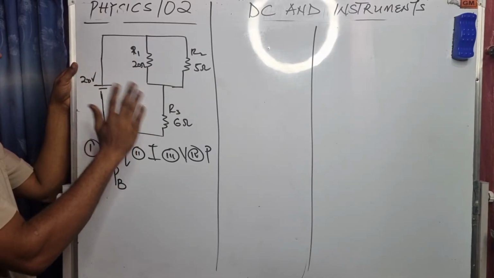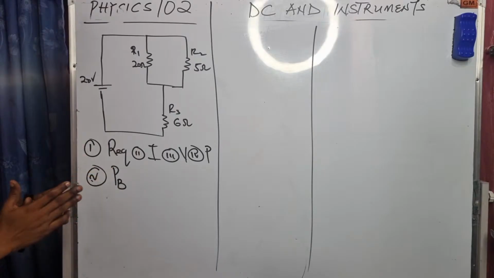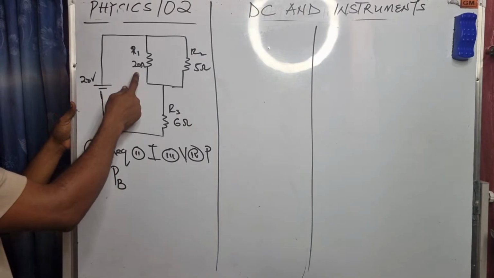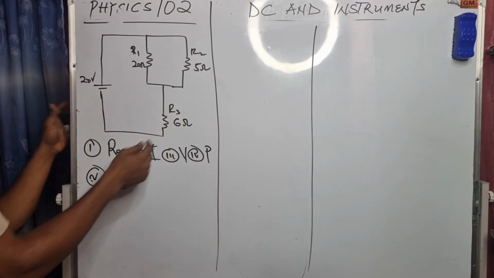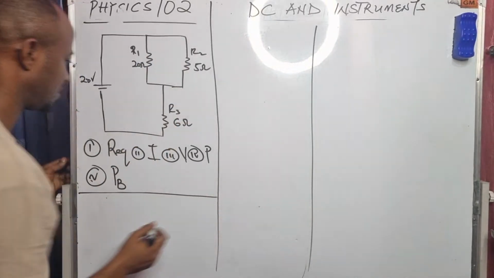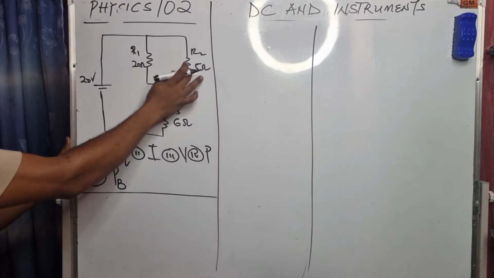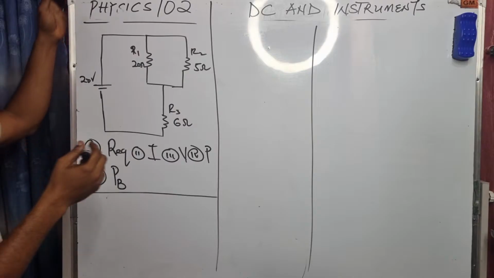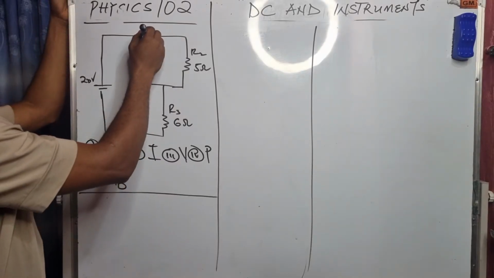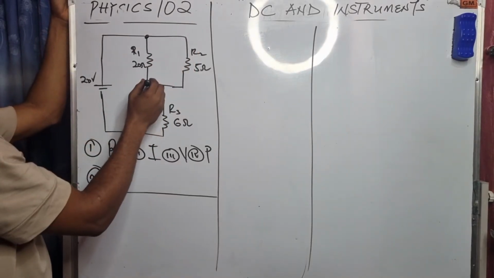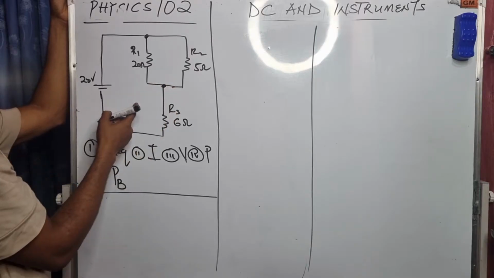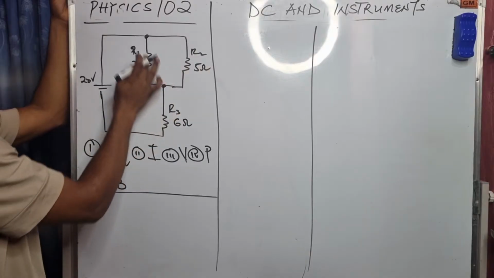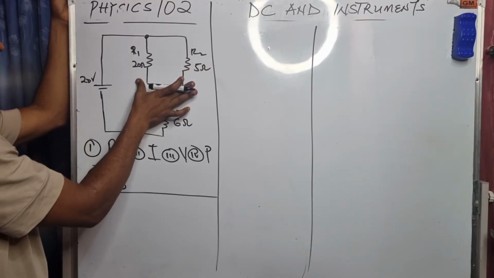Okay, this is a complex circuit now. We are moving gradually to complex circuits. So here we have R1, R2, R3. Let's solve. R1 and R2 are already in parallel, right? I hope we know why they're in parallel. I have a node here, I have another node here, I have a junction here. Since this and this are separated by junctions and nodes, they are said to be in parallel.